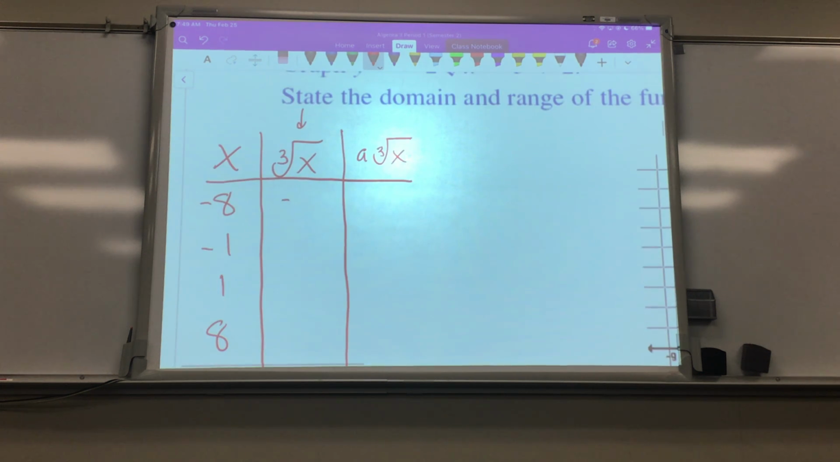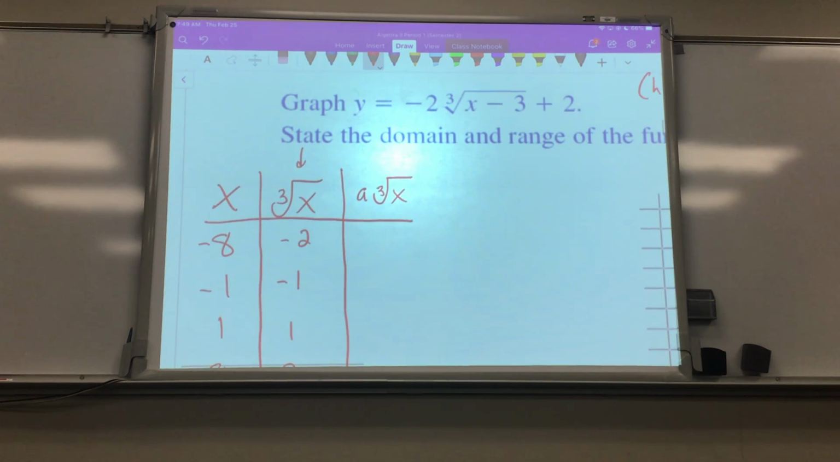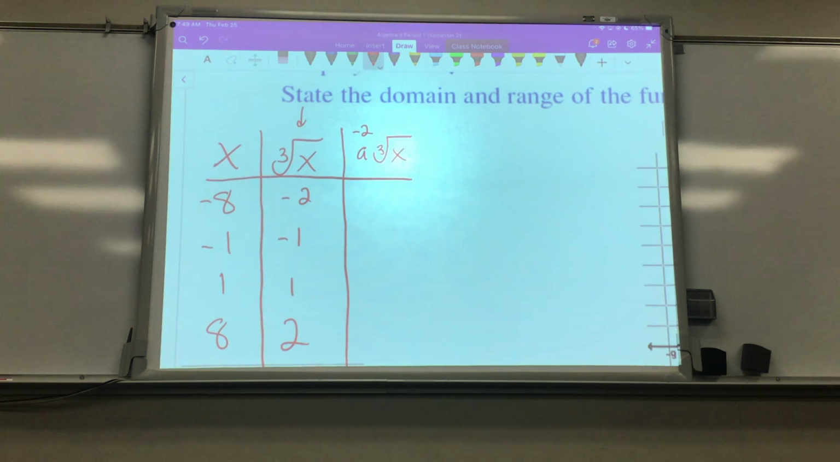Cube root of -8 is -2. Cube root of -1 is -1. Cube root of 1 is 1. Cube root of 8 is 2. And then in that third column, we multiply that middle column by the a value. Mason, what's that a value? -2. So when we multiply, we get 4, 2, -2, -4. Good. Then we ignore the middle column. Now, -8, 4. What is that telling me? Aubrey? Left 8, up 4.